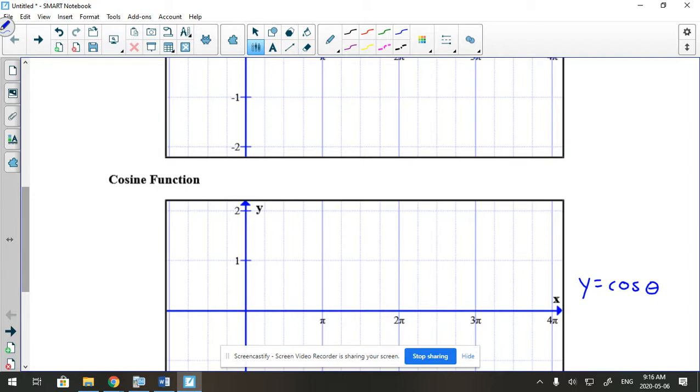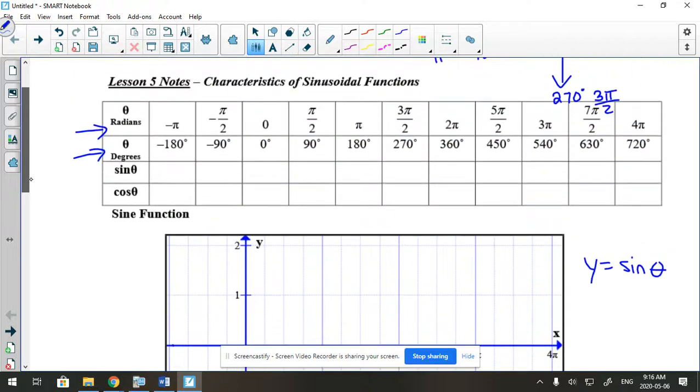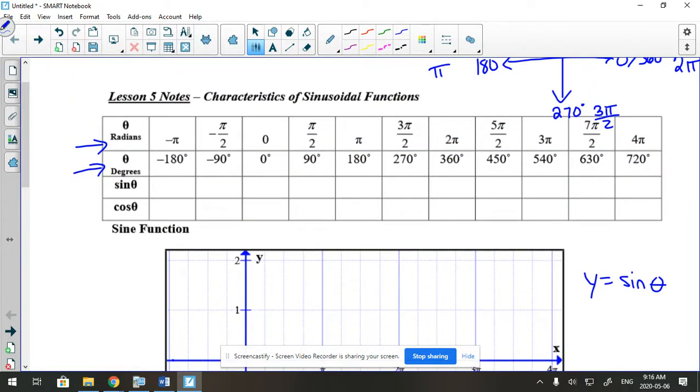So first we have to figure out how to graph these. So we have a little chart here, a table of values. Theta is like your x. We just usually use theta to represent an angle measurement. So first I want to find out what sine theta is. That's going to be like your y values here.